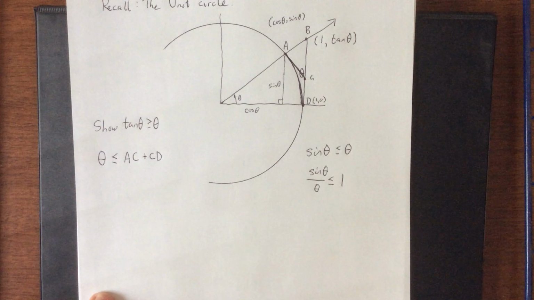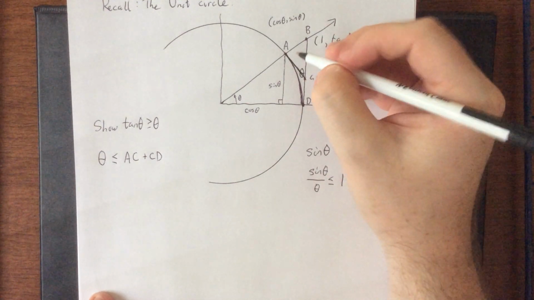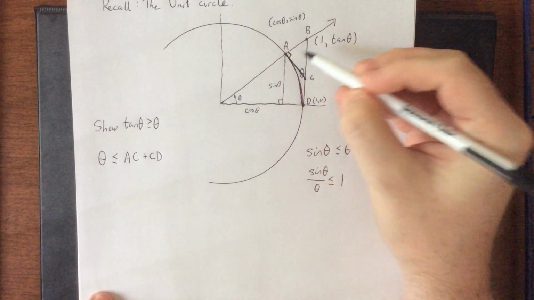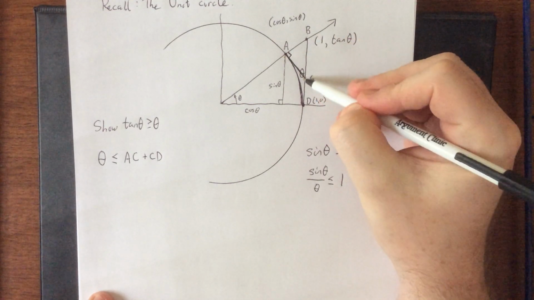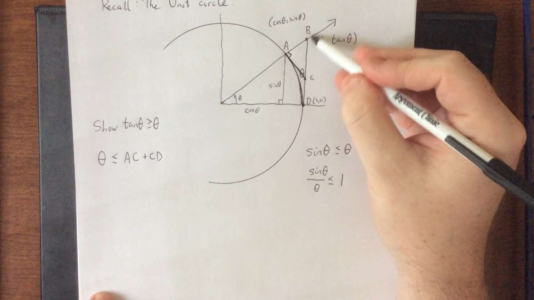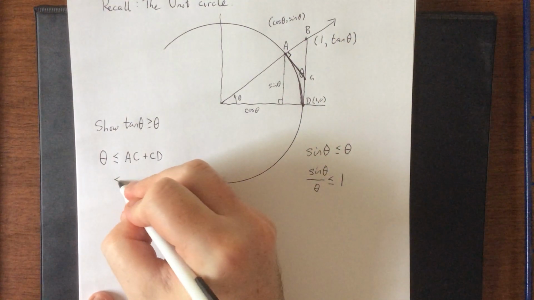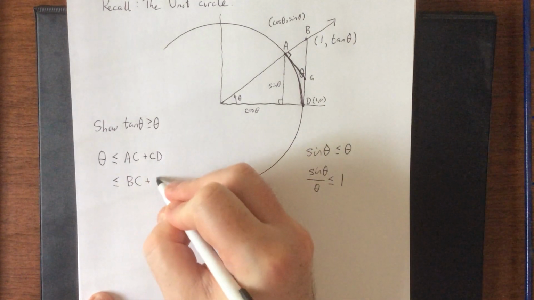Now, if you were to compare AC with BC, I do want to point out that a point of tangency like this would be a right angle, and A, B, and C all form a right triangle. AC is one of the legs, BC is the hypotenuse. So BC is definitely going to be bigger than AC. So this is definitely less than or equal to BC plus CD.